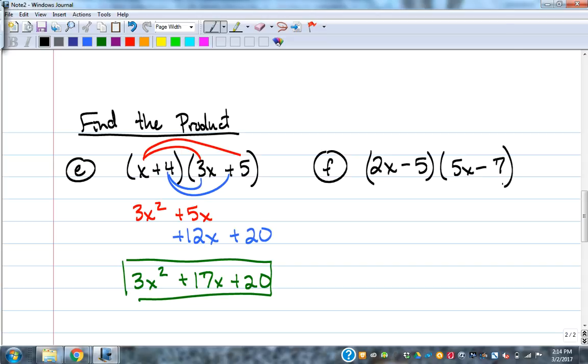Let's do another binomial times binomial. Just get our feet wet on that. Again, first distribute the 2x. It's 10x squared minus 14x. And then distribute the negative 5. Be careful to distribute the sign with the number.